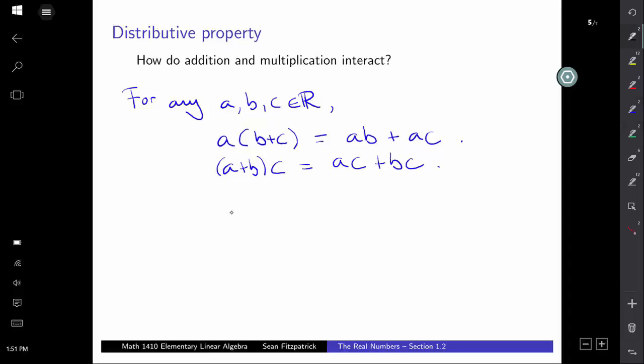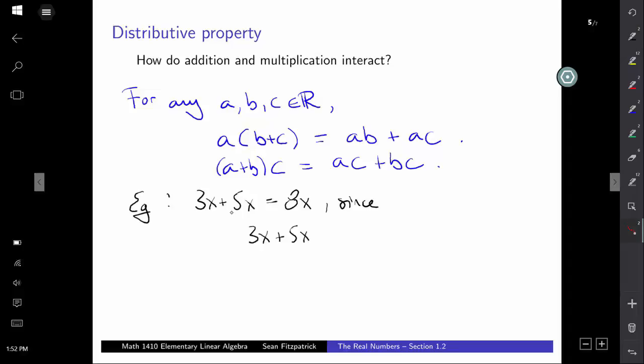So for example, when we write something like 3x plus 5x is equal to 8x, well, why does that work? Why does this sort of grouping that we do when we simplify expressions, why is that allowed? Well, this is allowed since 3x plus 5x, if we run this second distributive property backwards, is the same thing as (3 plus 5) times x.